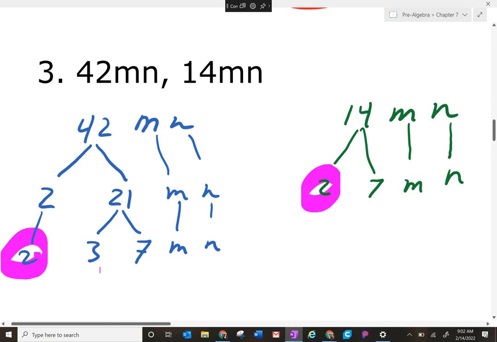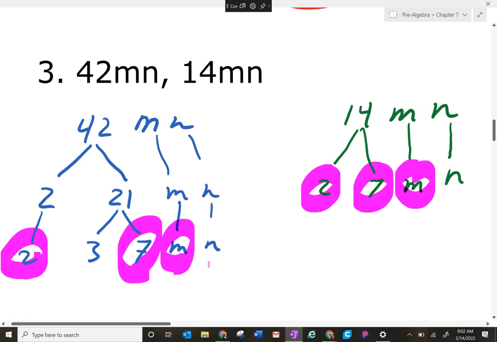Okay, this one has a 3. Does the other one have a 3? No. Do I do anything with it? Ignore it. This one has a 7. Does the other one have a 7? Perfect. 7 and a 7. This one has an M. Does the other one? Perfect. This one has an N. Does the other one have an N? Yep, they both do.